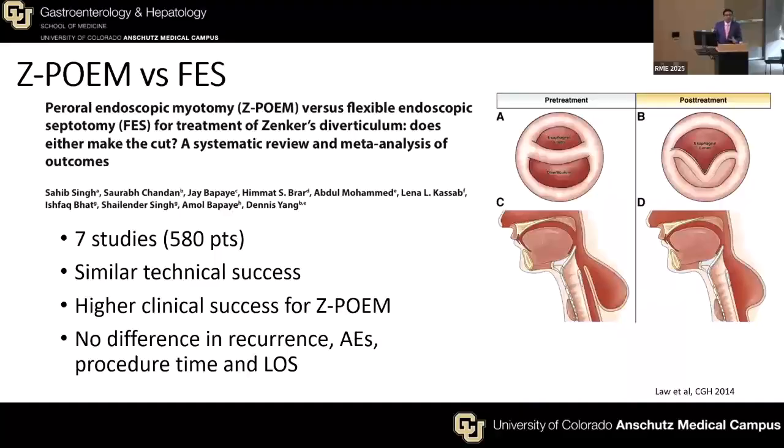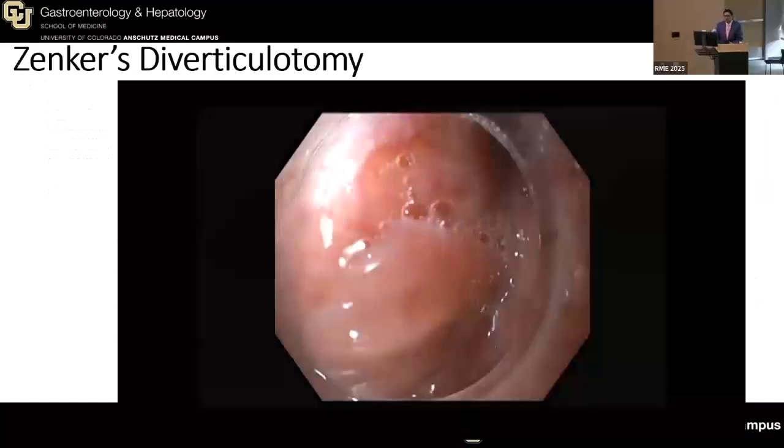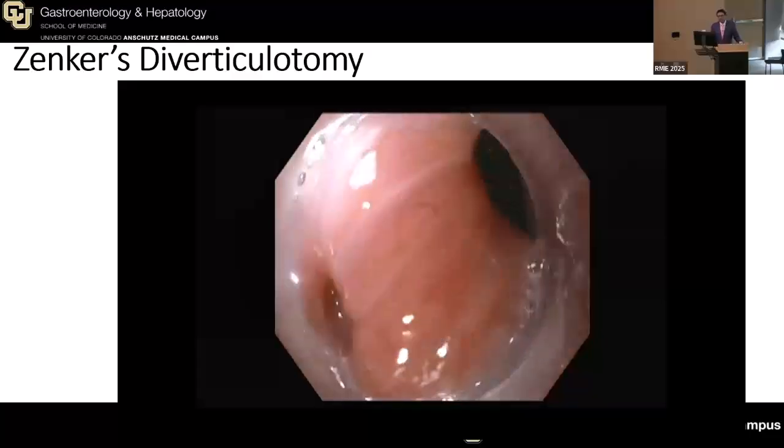There are two ways you can approach this endoscopically. There's a Z-POEM or a Zenker's POEM, or there is a flexible endoscopic septotomy. This meta-analysis shows that more or less they're both similar in terms of efficacy. There's a little bit higher clinical success for Z-POEM, but no difference in recurrence, adverse events, procedure time, and length of stay.